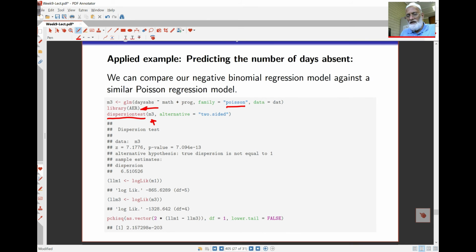Looking at the outputs here, you can see that the dispersion parameter is actually 6.5. The p-value is rather small. So certainly in this case, we will reject the null hypothesis that the dispersion parameter is equal to 1 and conclude it's not equal to 1. Since the value is bigger than 1, we conclude the dispersion parameter is bigger than 1. So that makes this particular data suitable for the negative binomial model.